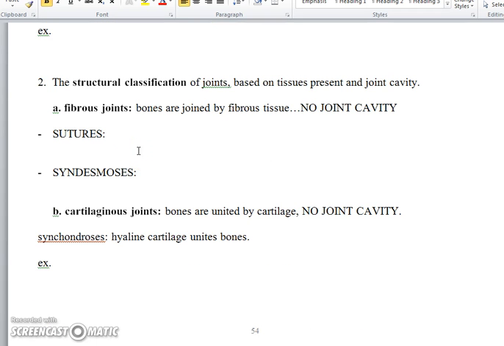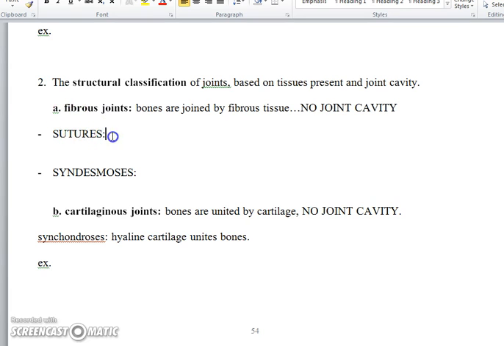All right, structure is based on how they're built. So it's tissues present, and probably maybe the most important thing is if they have a joint cavity or not, if there's a fluid-filled space in there. We got fibrous joints, cartilaginous joints, and on the next page we'll see the synovial joints. Fibrous joints, as the name implies, are made of fibrous tissue, and they don't have a joint cavity. These won't pop, guys. Any joint you got that'll pop is a synovial joint. It's the fluid getting compressed in there that makes the popping.